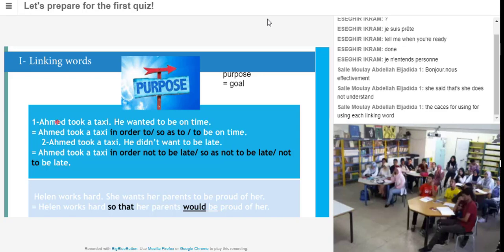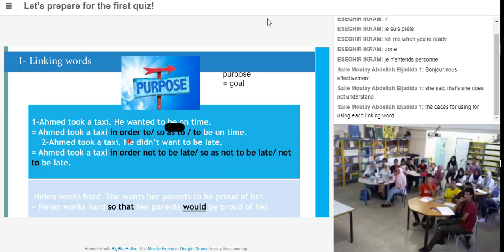All right. So here I have two actions. The first one is what Ahmed did. The second one is what was his purpose or goal. It means why or for what purpose did he take a taxi. So the action here I'm going to look for is what do they want to do, or why did Ahmed take a taxi. So I can underline here the verb to be. It means if he took a taxi, it's because he wanted to be on time. That's the purpose. So what do I say? I say Ahmed took a taxi in order to, or so as to, or to simply be on time.